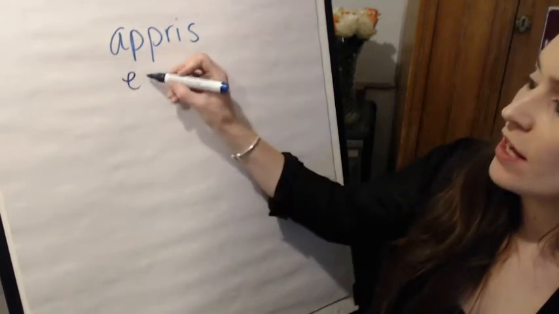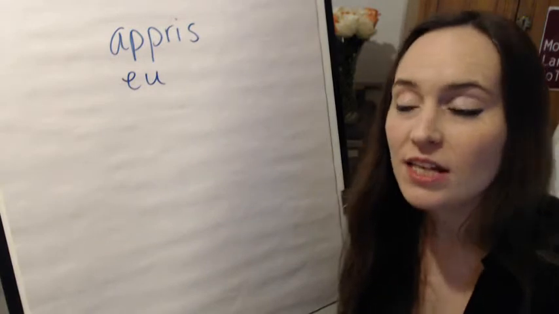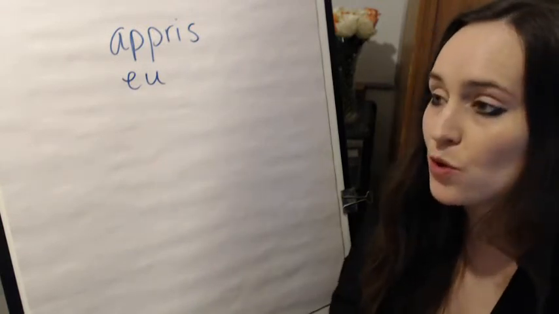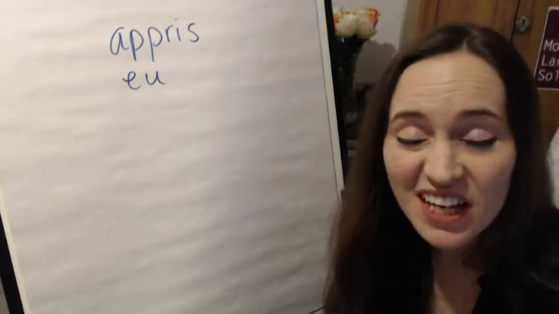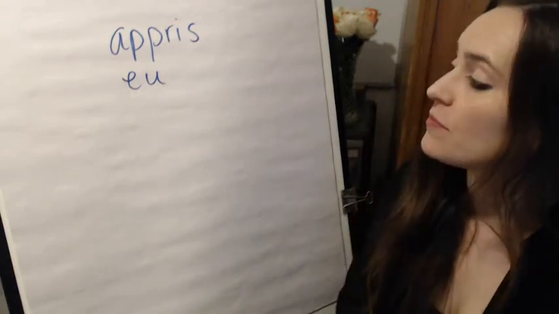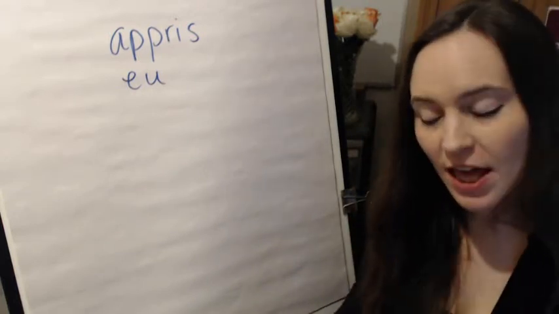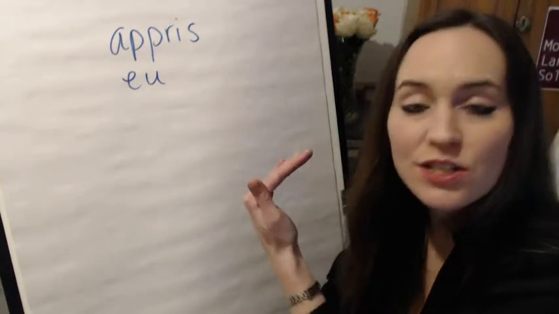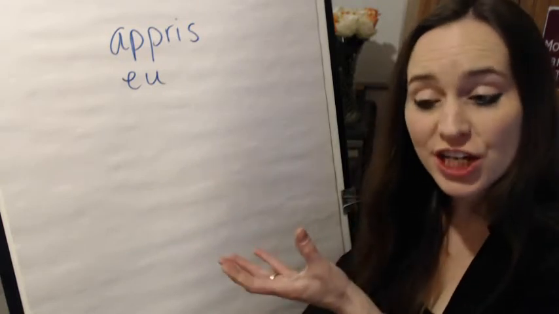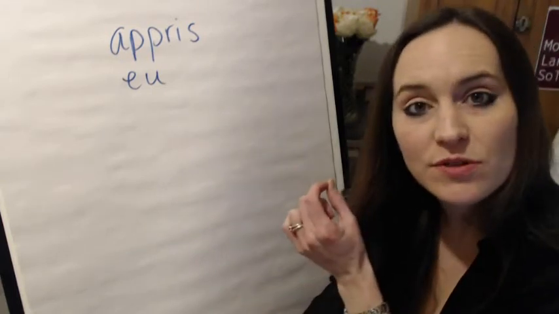Eu. J'ai eu. Very irregular. E-U. Qu'est-ce que j'ai eu? J'ai eu un café. I had a coffee. So that comes from the verb avoir, meaning to have. So when you say I have had, just like in English, you're saying j'ai, I have, and then the past participle of to have.